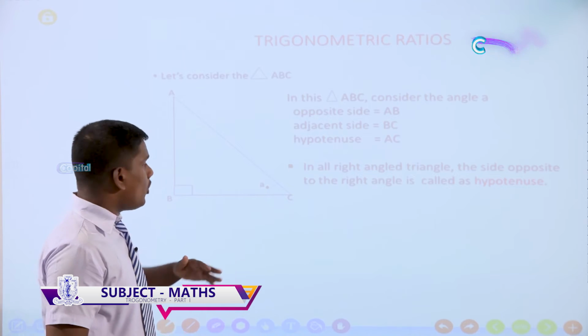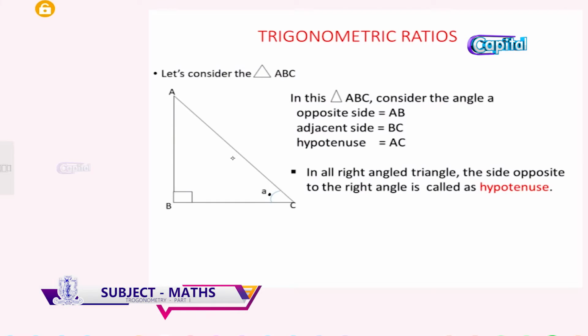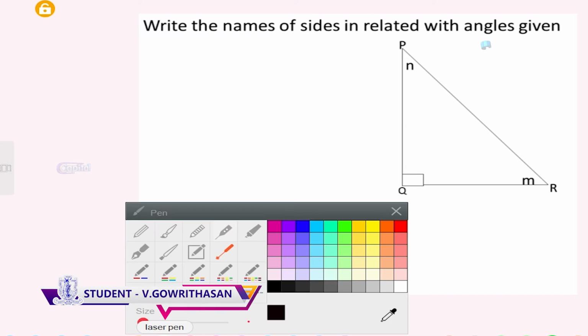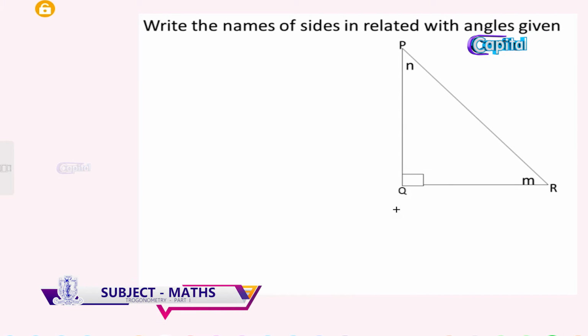Then find the opposite side of the angle A. The opposite side of the angle A is AB. And the adjacent side means the closest side. Therefore, the closest side of the angle A will be BC or AC. We already put this AC as hypotenuse, so the adjacent side is equal to BC. So, let's write the names of the sides related to the angles given.